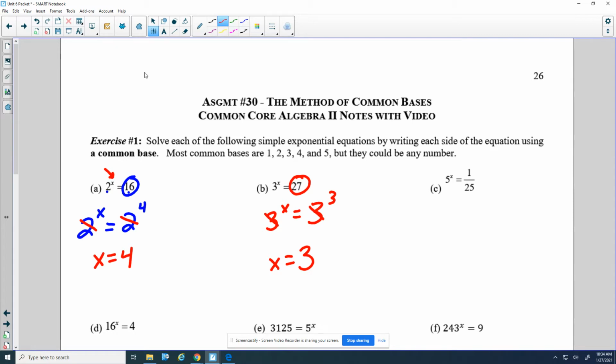So looking at the next one, I have a fraction, which means I'm going to have some sort of negative exponent if I notice that I can do common bases. So I know that 25 is equal to 5 squared. So 1 over 25 is equal to 5 to the negative 2 power. The other side can stay, and we'll have some where we have to change both of them soon. So here, 5's are the same, so x equals negative 2 in this case.